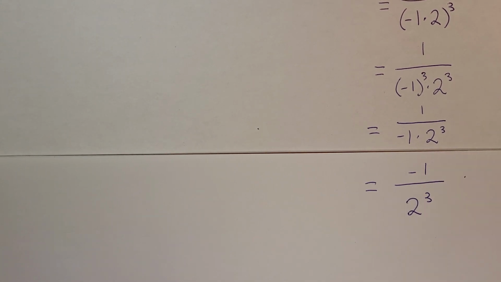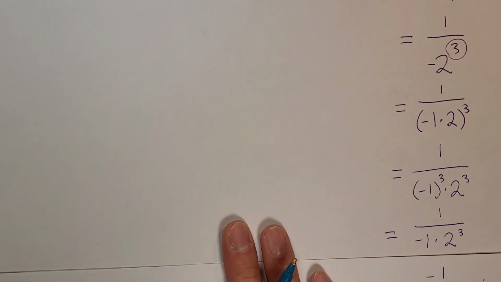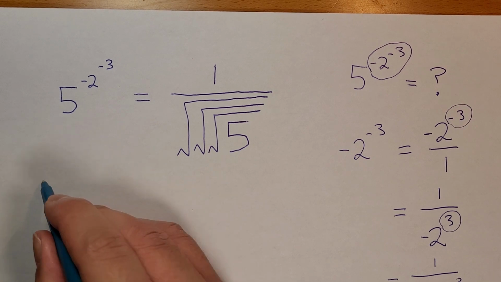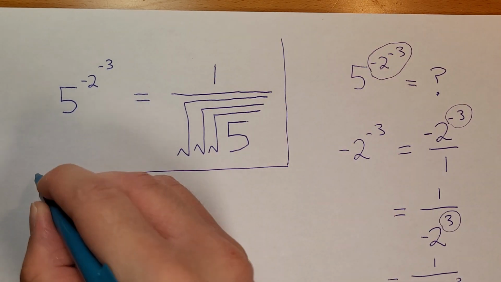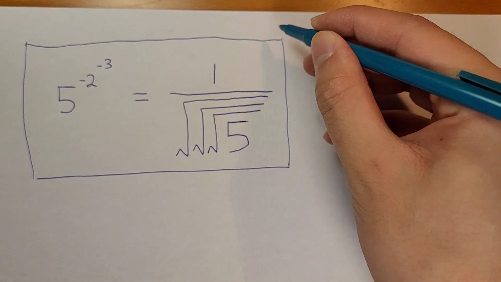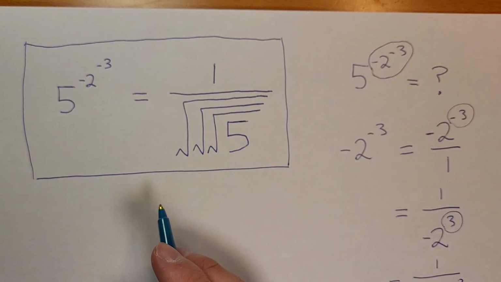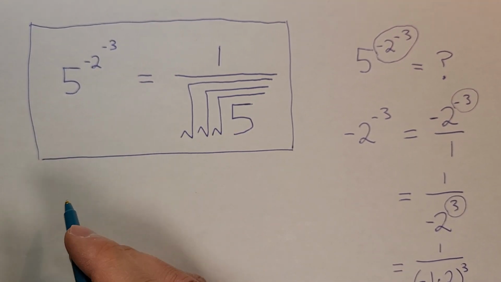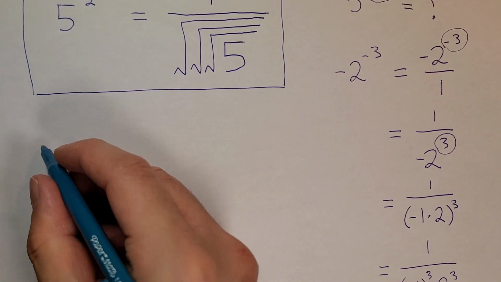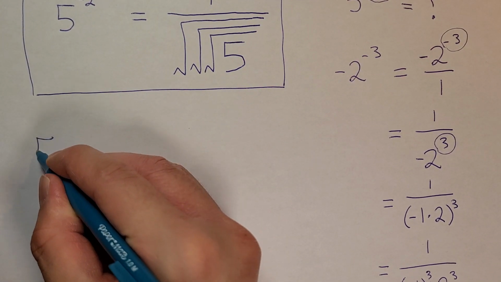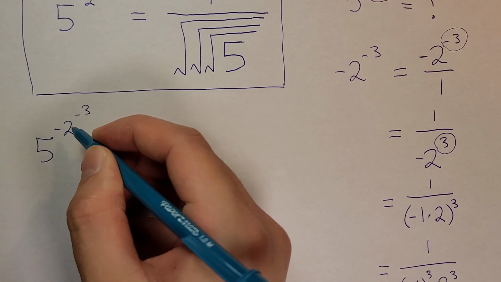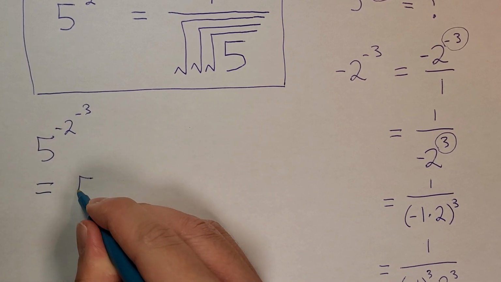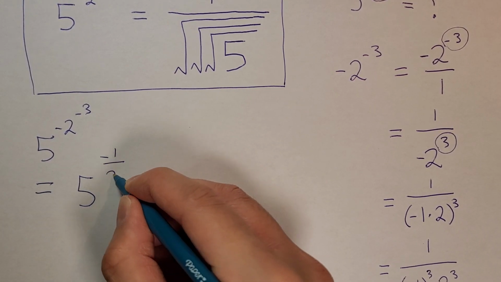Going back to the original equation here, I'm going to now show why this is true. So 5 to the negative 2 to the negative 3 equals 5 to the negative 1 over 2 to the 3.